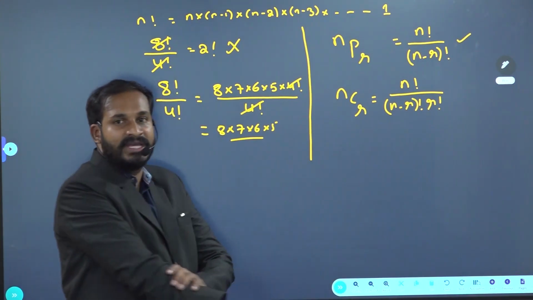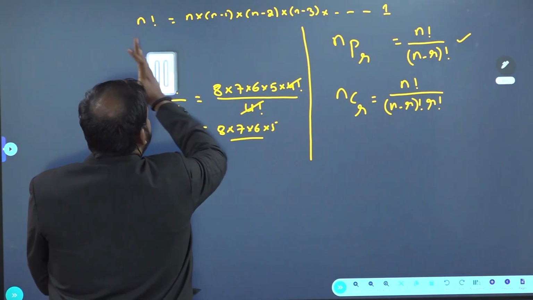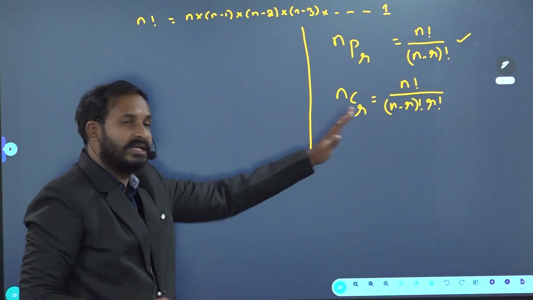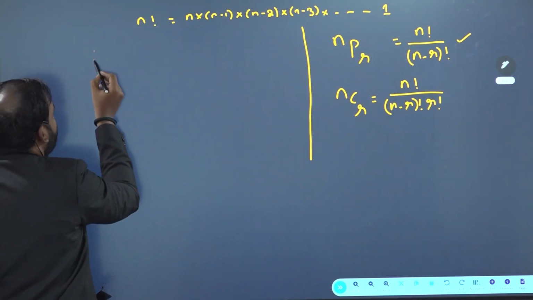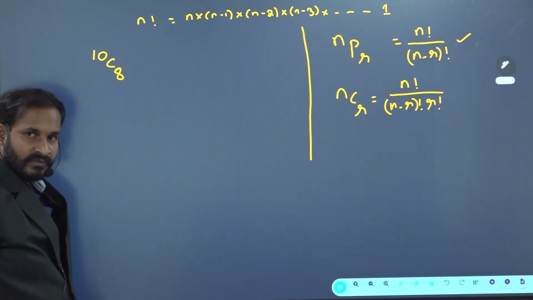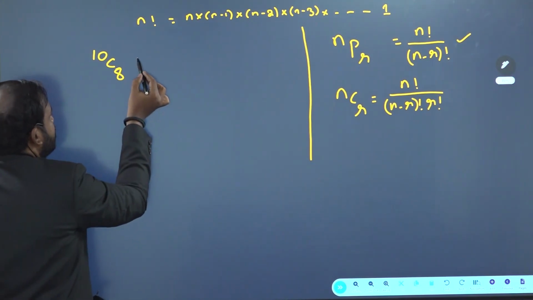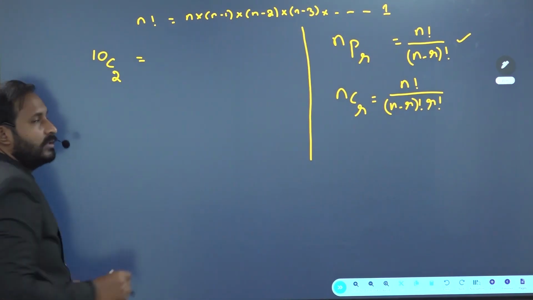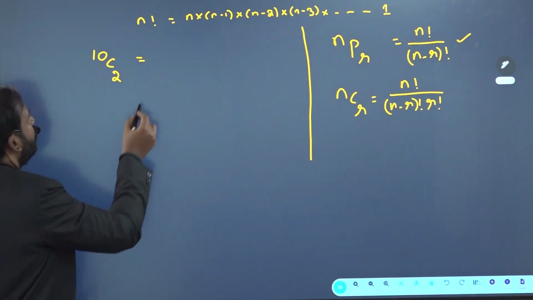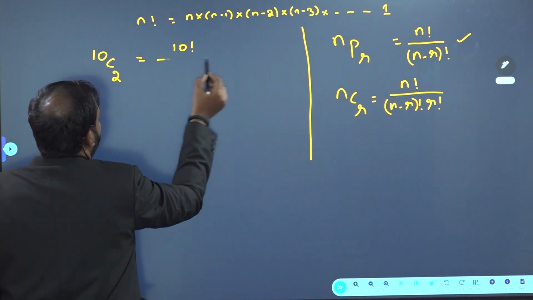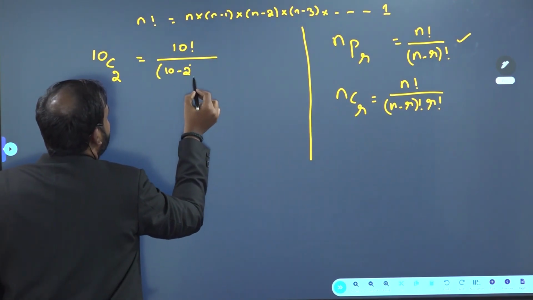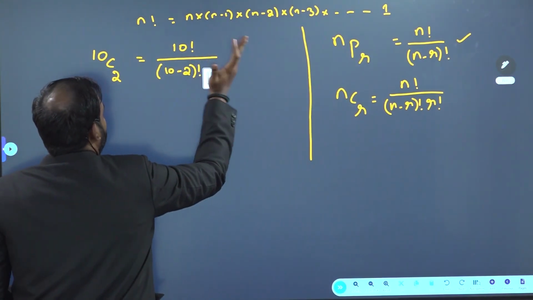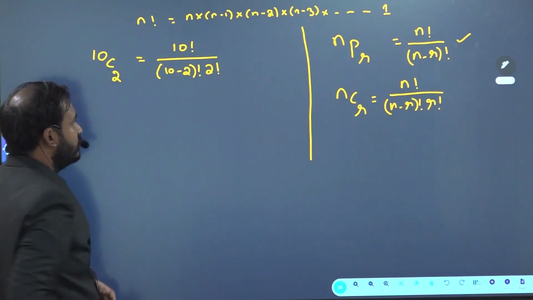For this you should have some basic knowledge. To solve these NCRs, there are some shortcuts which we will use directly while solving the problems. That is the reason I am telling that beforehand. For example, if I want to find the value of 10C8, or else I will take 10C2, we will go with a small number. 10C2. So what is the actual process? n factorial by 10 minus 2 factorial into 2 factorial.